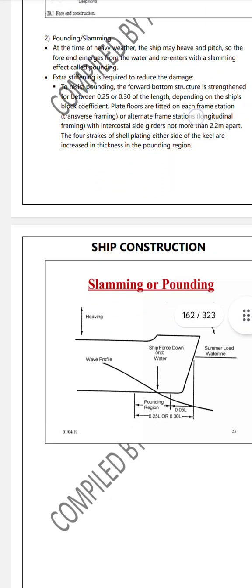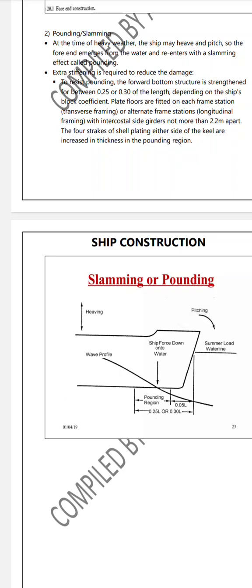Okay, now what is pounding? Pounding is basically a slamming of the vessel when the vessel goes in an upward direction and hits the water again, re-entering with a slamming effect. It is called pounding. It mostly happens in heavy weather only, and for this we have intercostal side girders, separated by 2.2 meters apart from each other, and this is all over.